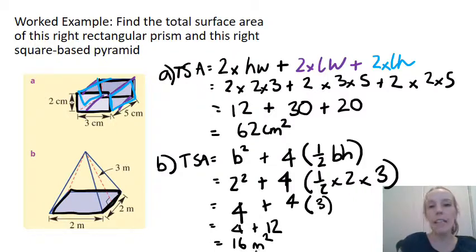So I've just broken down those shapes to work out the nets, and then calculated the surface area of the nets. It's as simple as that. A bit of a short video today. Just make sure you understand each of the concepts covered.